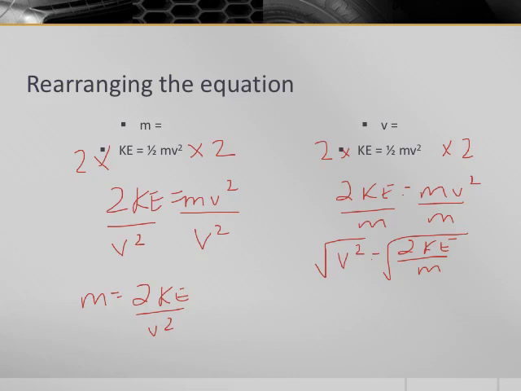So if we square root both sides, we'll have v is equal to the square root of 2 KE over m. When plugging this into the calculator, make sure you figure out what 2 times KE is, divide by m, and then finally square root. If you plug it in straight as is, depending on your calculator, it may just take the square root of 2, and then multiply by KE, and then divide by m, and then you're not taking the square root of everything. So always do the square root last, okay?